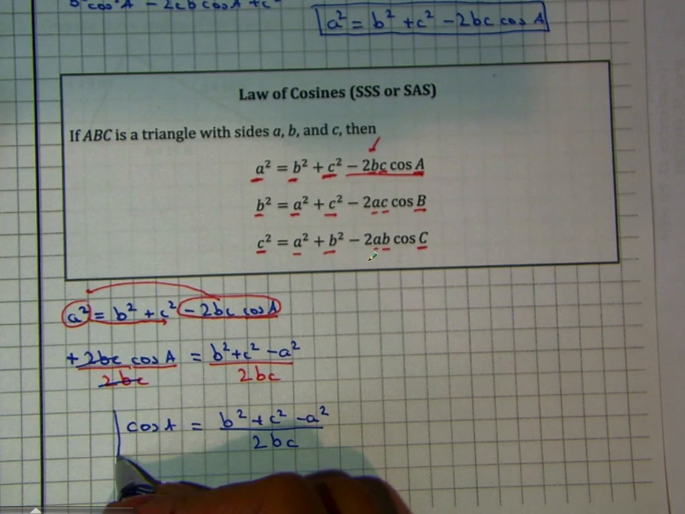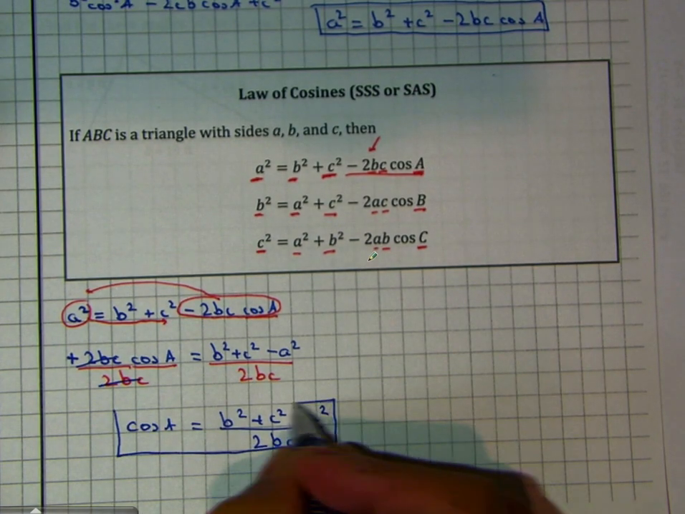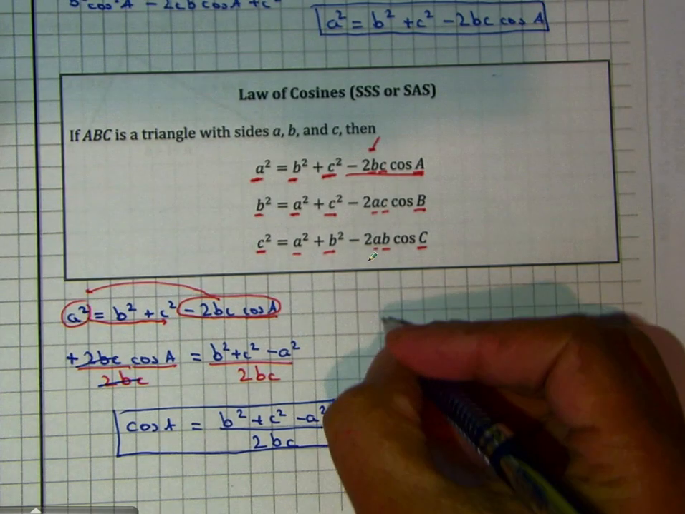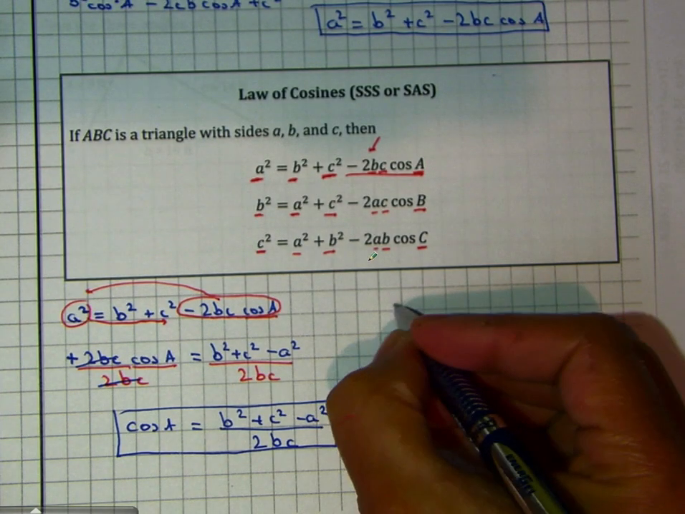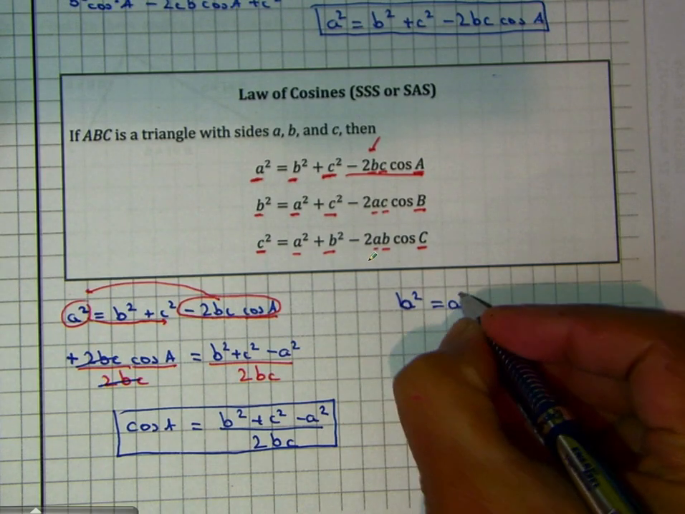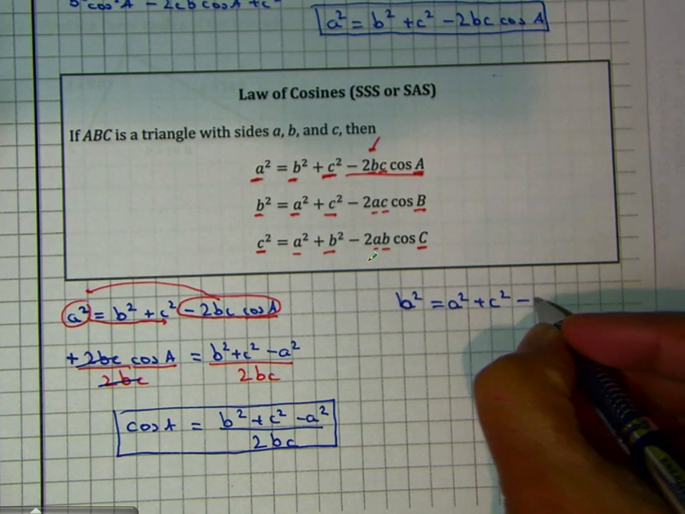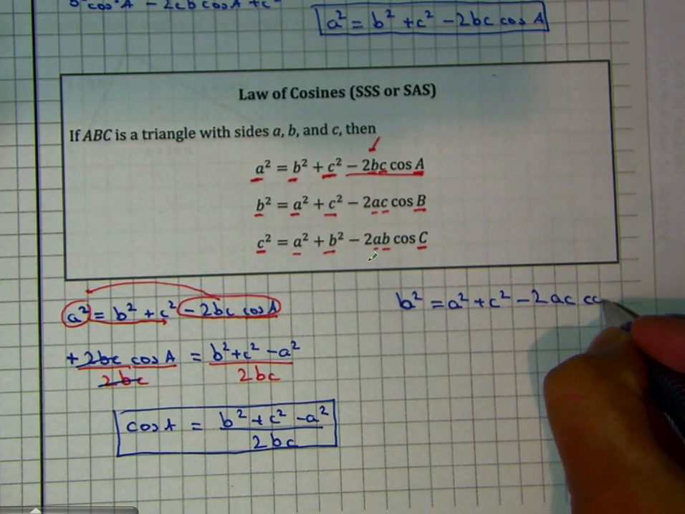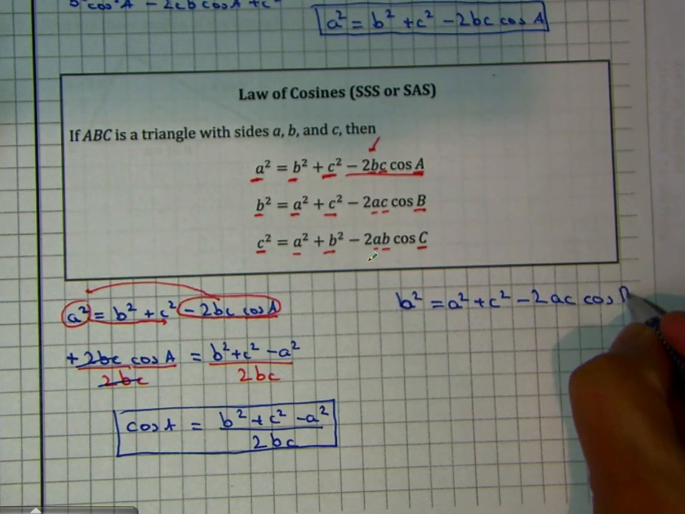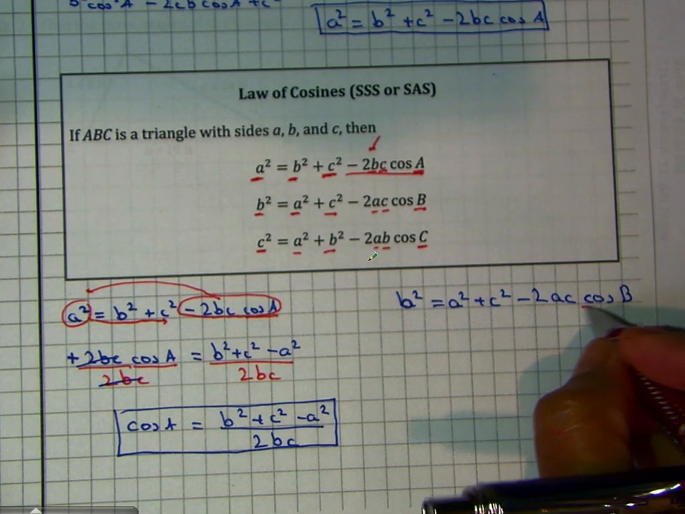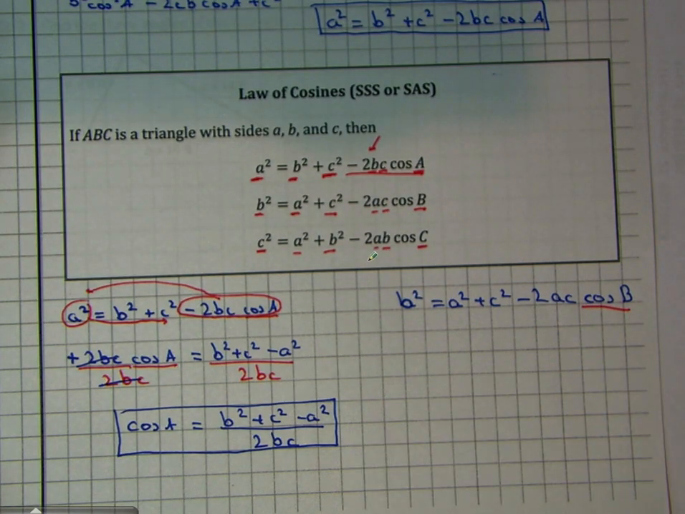Now can you do the same thing with the second one? Solve for cosine of B. So we have B squared equals A squared plus C squared minus 2AC, the product gets repeated once again, and the cosine of B. So do me a huge favor, go ahead and solve for cosine of B, see what you get, and then we can compare our answers. Go and pause it.